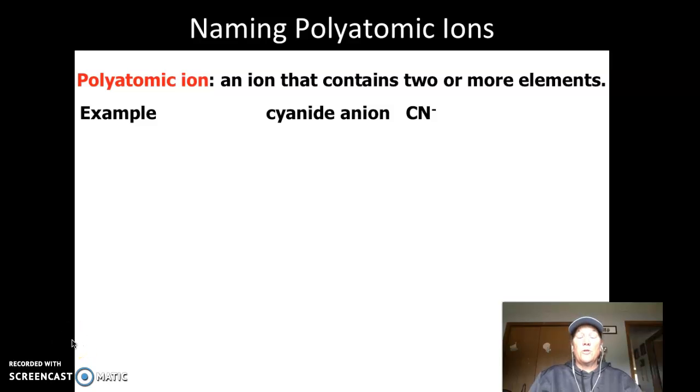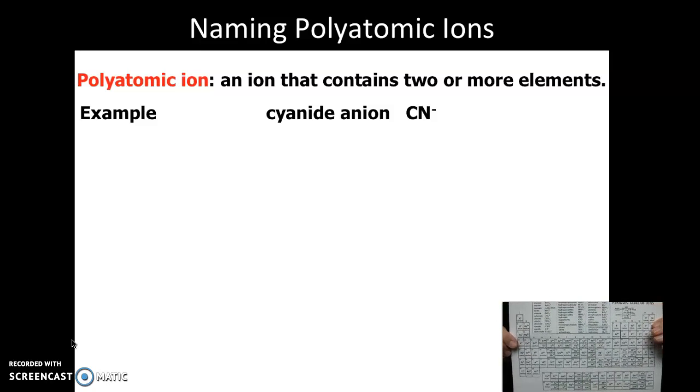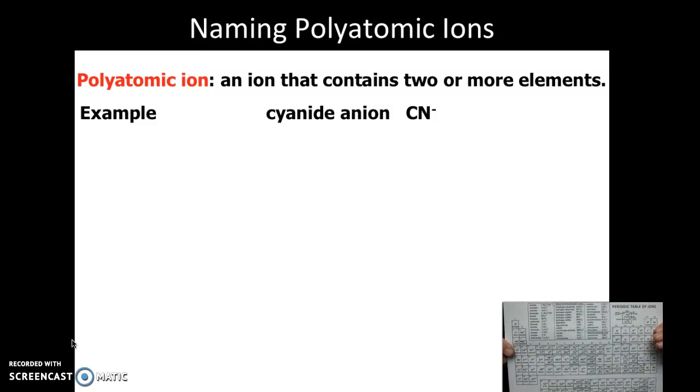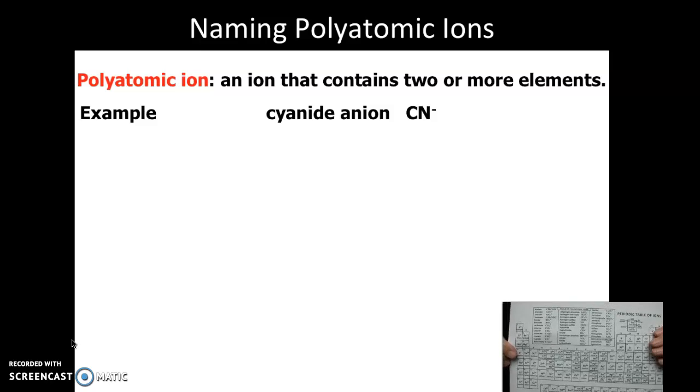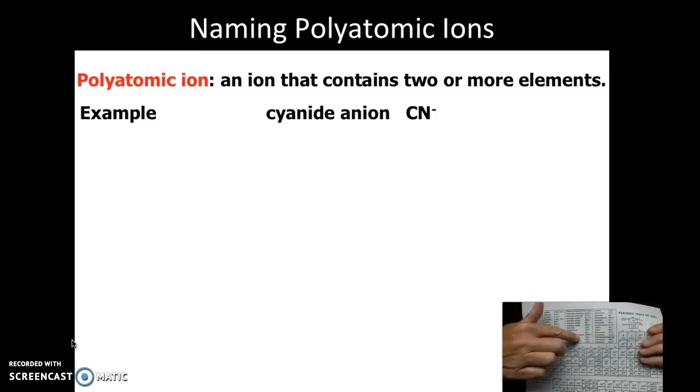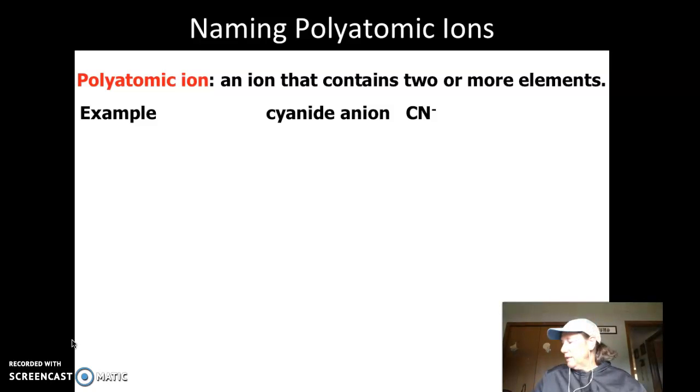We're going to finish up the notes for chapter 6 today, which means your next unit test is just around the corner. What I wanted to show you again is this chart. This is the periodic table of ions. And what we're going to talk about is these guys in the middle. Those are called polyatomic ions.